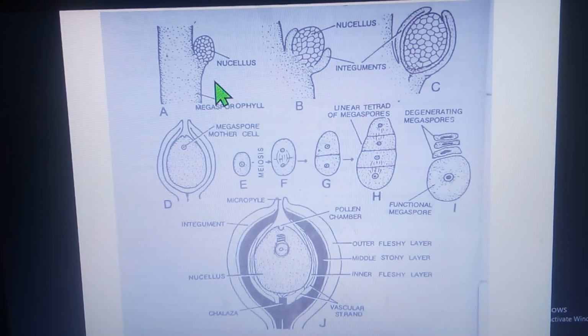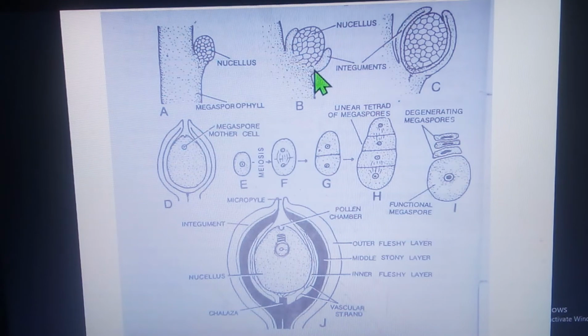Now at the same time, some neighboring cells of the nucellus become meristematic. We know that meristematic cells are actively dividing cells which give rise to new tissues. These neighboring cells start to grow and divide around the nucellus and form a ring-like outgrowth called the integument.